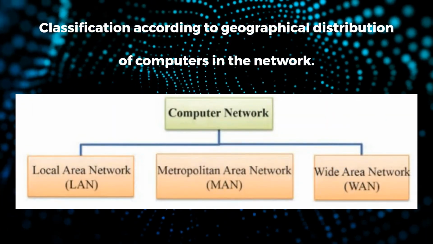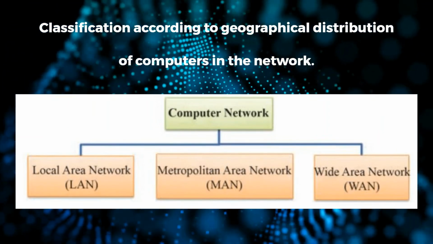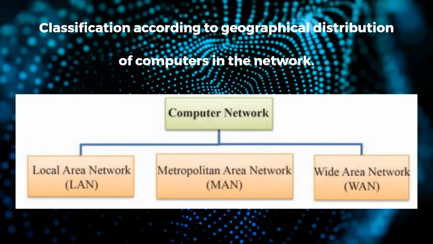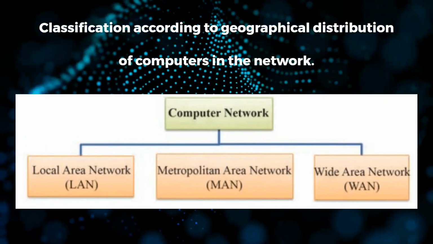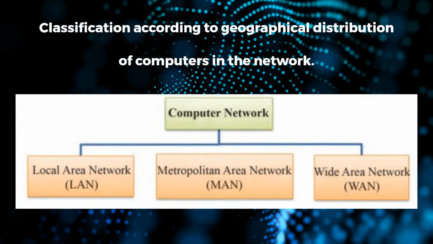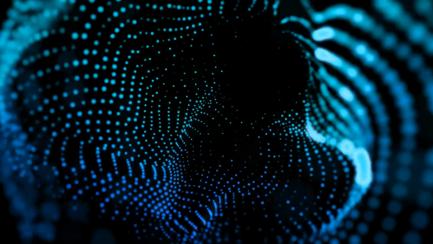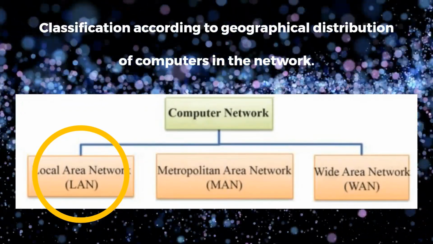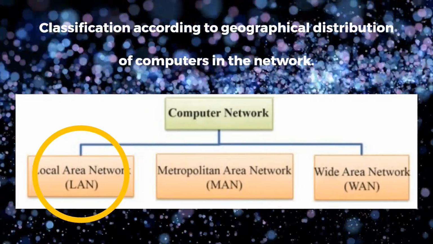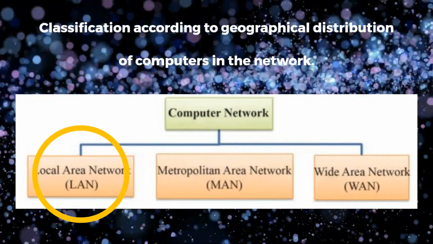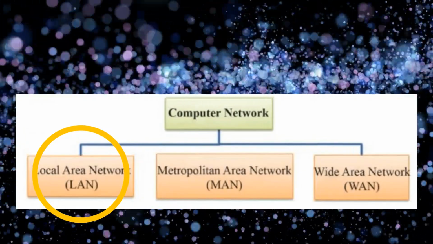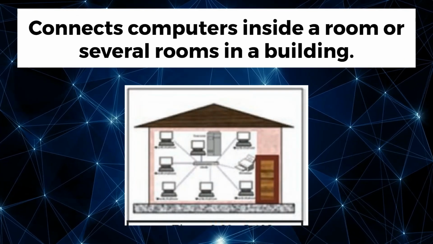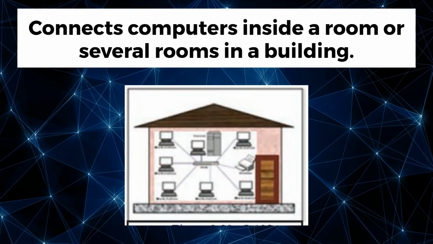Classification according to the geographical distribution of computers in the network are local area network, metropolitan area network, and wide area network. Let's learn about the first classification, that is local area network, or you can call it LAN. It connects computers inside a room or several rooms in a building.